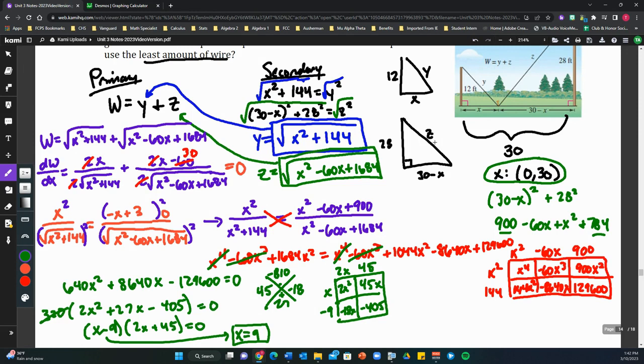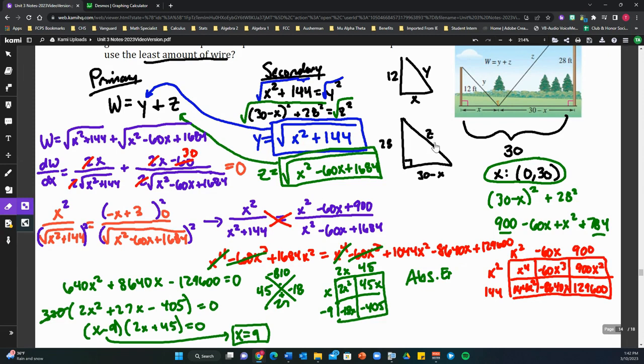That one pole would fall over. So we know that it can't be 0 and it can't be 30. It has to be something local in between. So when we are finding extrema with a given restricted interval like this, what we are actually doing is finding absolute extrema. So it becomes a special little scenario here.